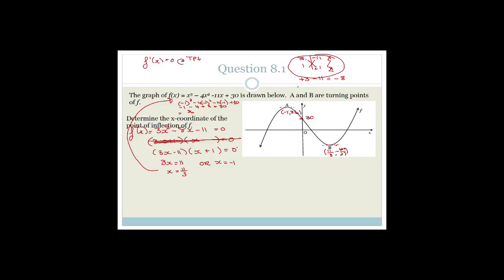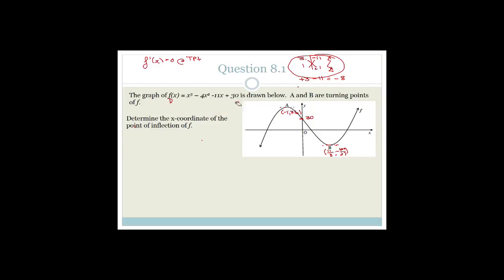Right, moving on, it now says determine the x coordinate of the point of inflection of f. Now, what is important is for you guys to realize that the point of inflection is the second derivative. Okay, it's f double dashed of x. Now, I know I've just erased f dashed of x. I'm going to write it out again. Don't panic.